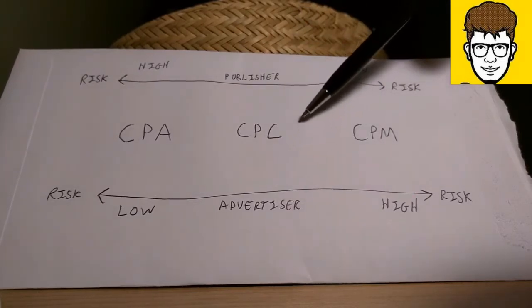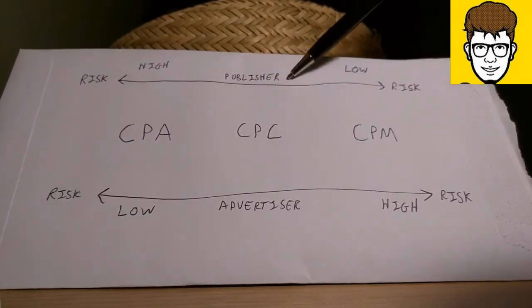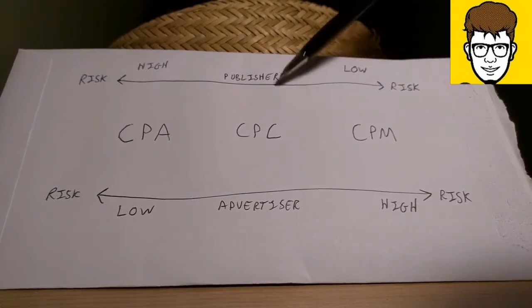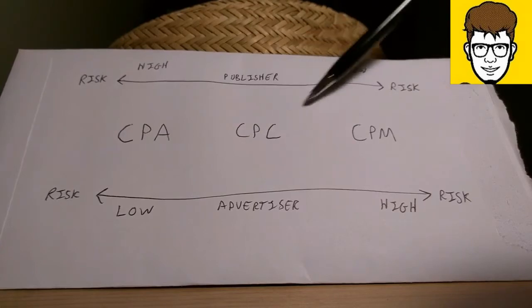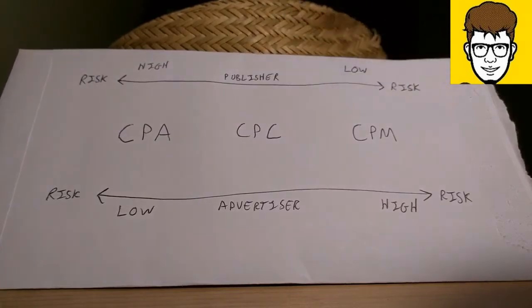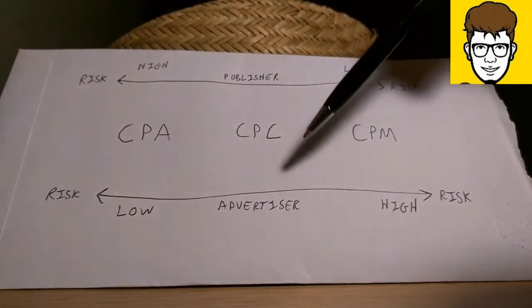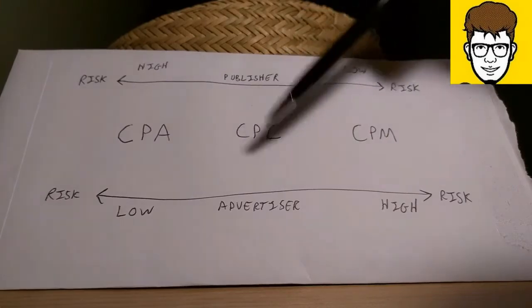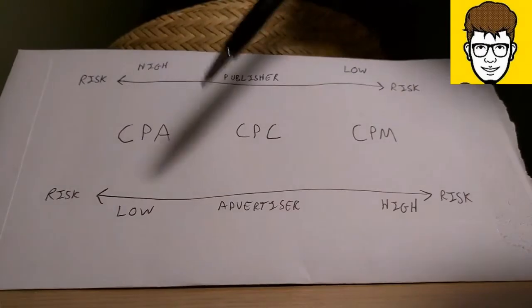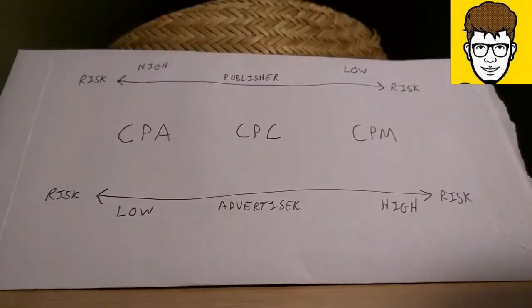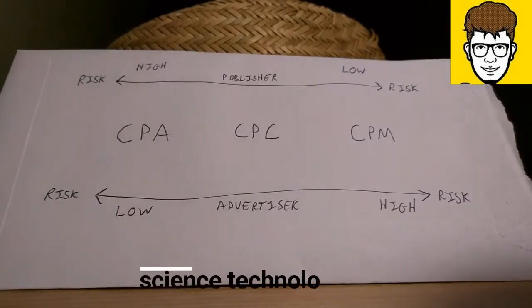So CPC is this great middle ground because as a publisher, you control the impressions and the clicks, and you get paid on those clicks. So the onus is on you and your responsibility to work there. Whereas as an advertiser, the publisher has done their job and got those clicks and traffic to your site. So now the onus is on you to convert that traffic. So if your conversion path is terrible, that's your fault.